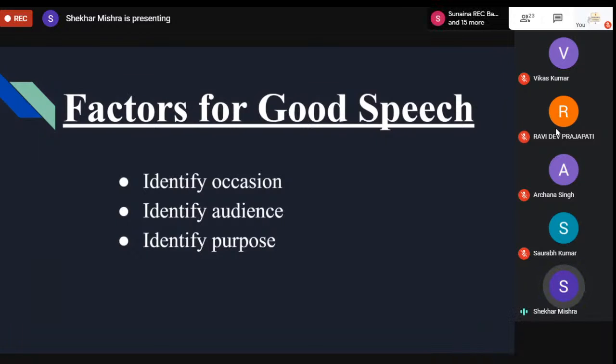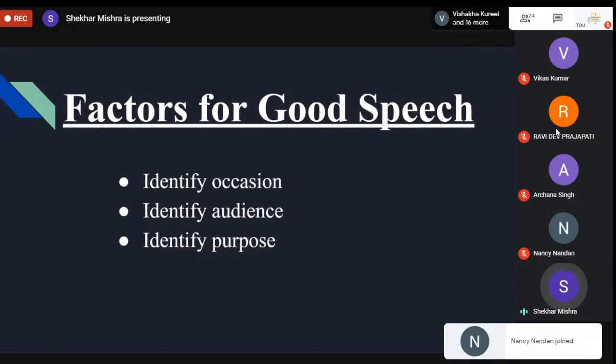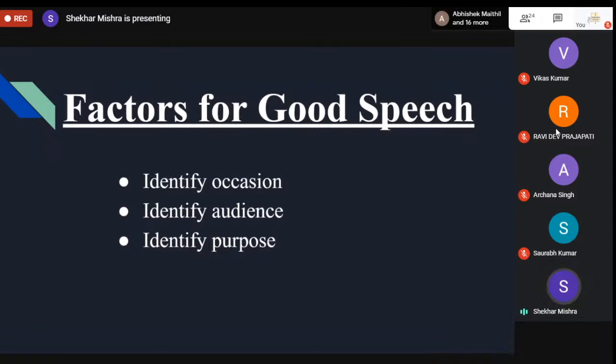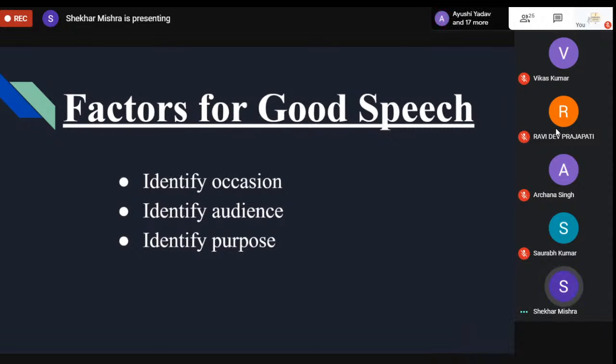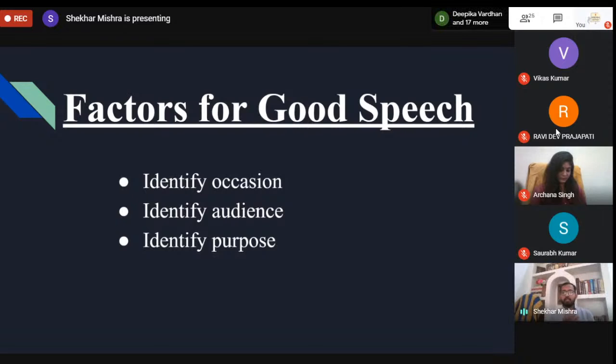You have to include matter which is suitable for that particular event. And audience, why audience matter? Audience does matter because whether or not you're familiar with the audience previously, they are of your age group, your friends, or your teachers. You have to make a speech so that they can understand, they can relate with your words.